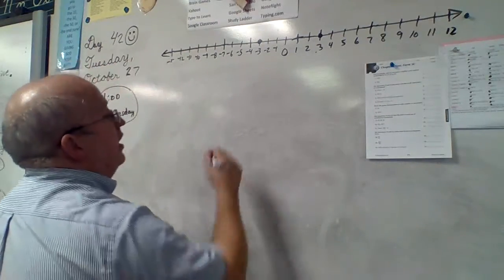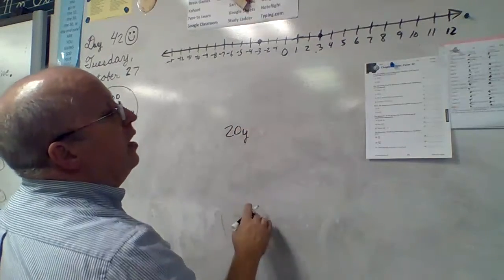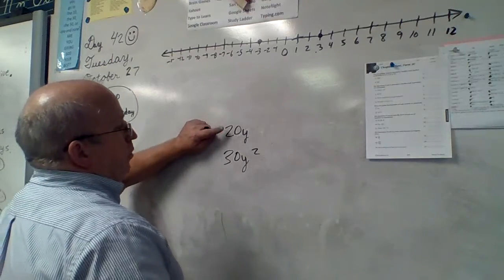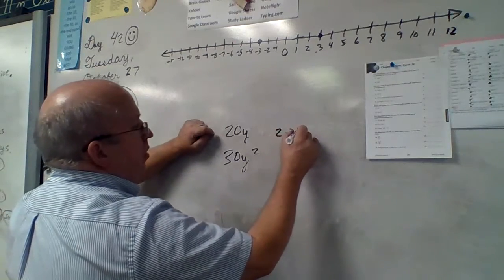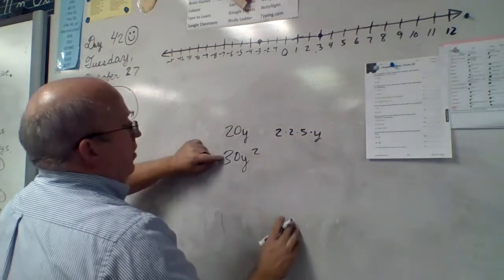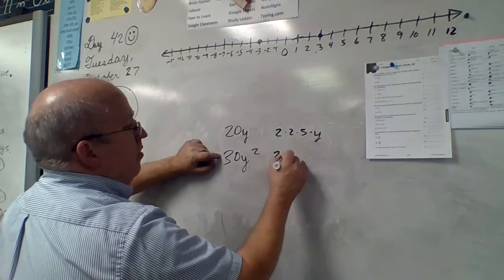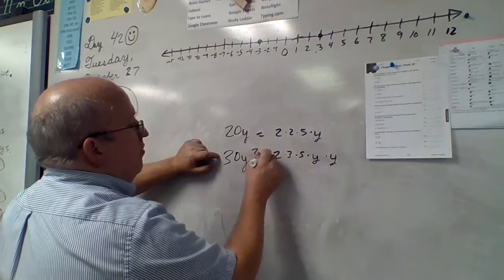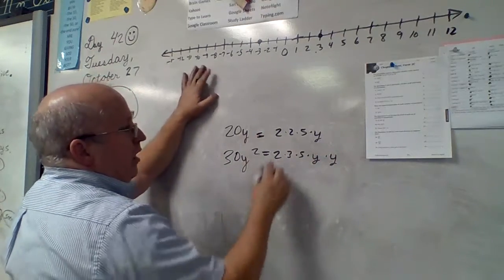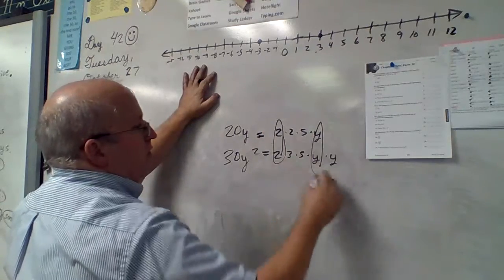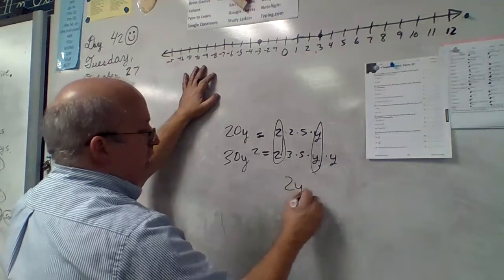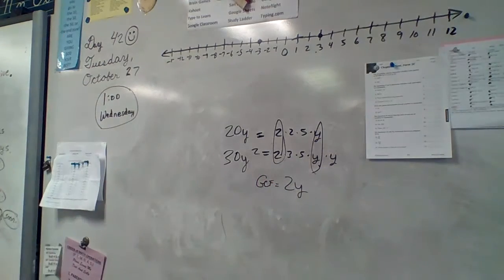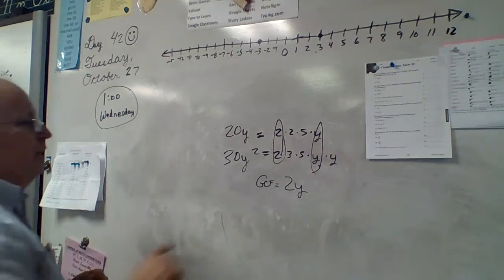What about something like 20y and 30y squared? Well, I would factor this first, and then I would factor this second, using a factor tree. And then I'd look for what they have in common. They have a set of 2's in common, a set of y's in common. So the greatest common factor is 2 times y. Greatest common factor is 2 times y.